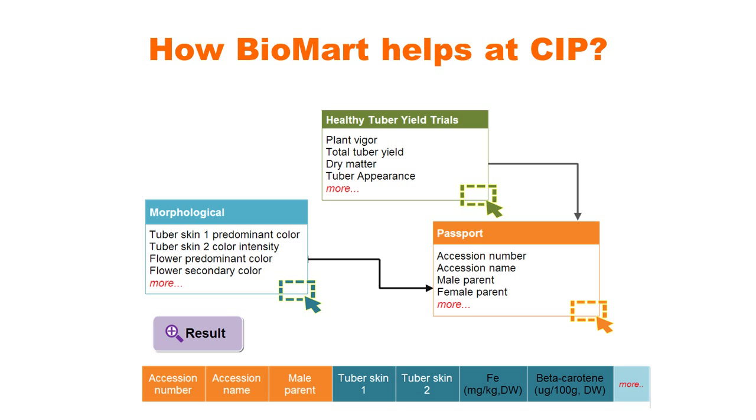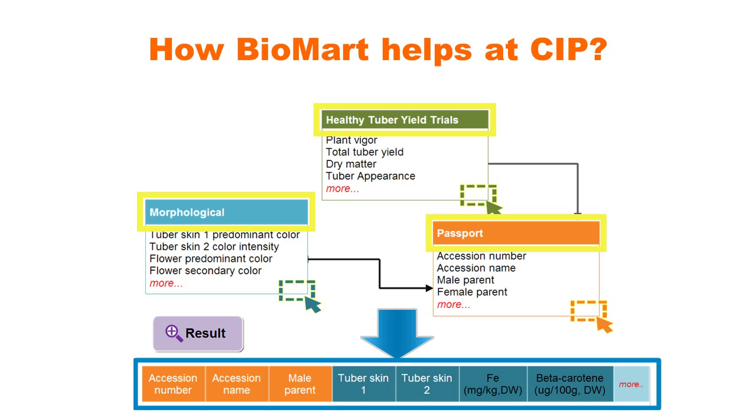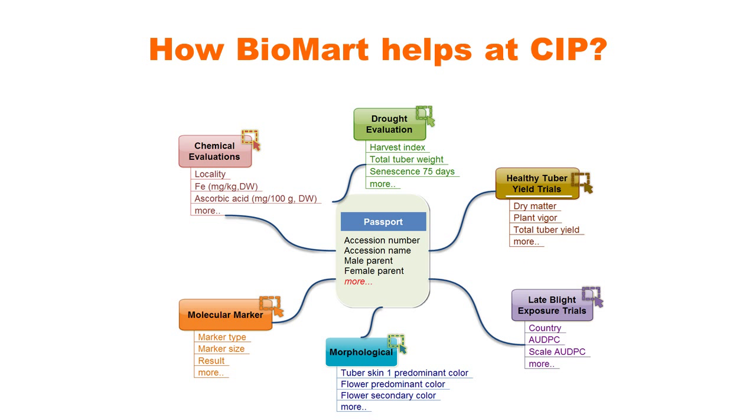How does Biomart help at SIP? To provide data in a form that matches the specific needs of a group of users. Translated into real terms, this means that we can join information about morphological, healthy tuber trials and passport in the same table. We can join as much information as we want and export the data to analyze it.